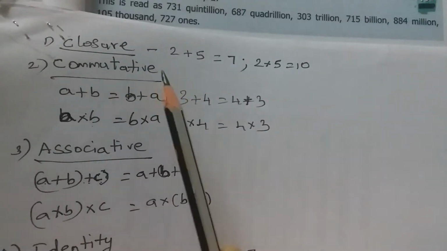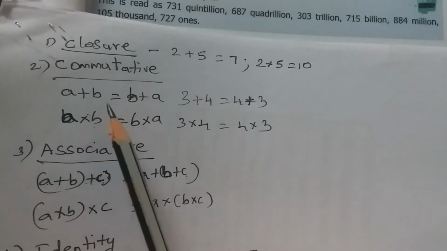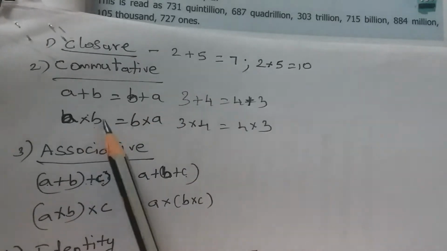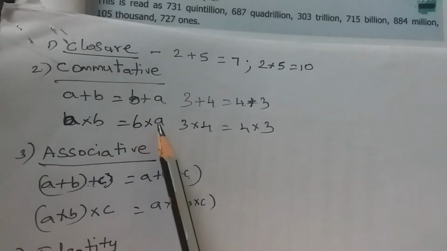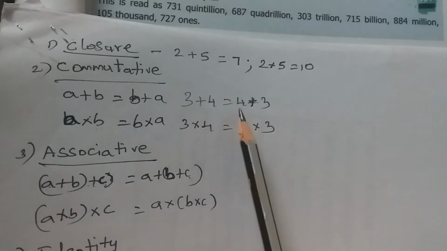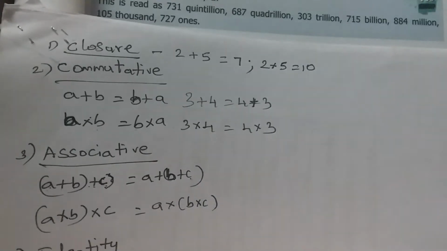Now second is commutative. What is commutative? Changing the order of the numbers. A plus B is equal to B plus A. This is for addition. Then A into B is equal to B into A. It is for multiplication. You can see the example. 3 plus 4 is same as 4 plus 3, and 3 into 4 is same as 4 into 3.